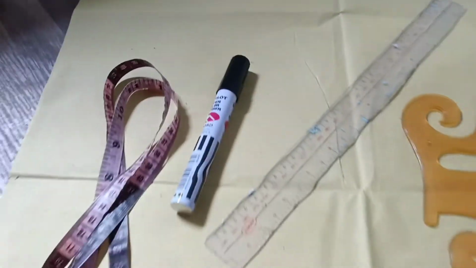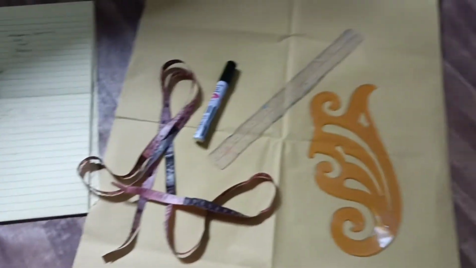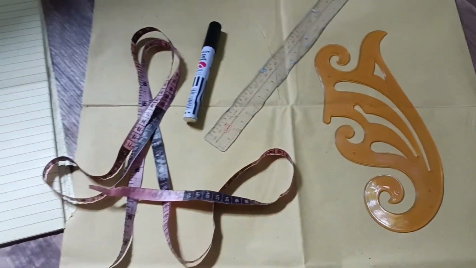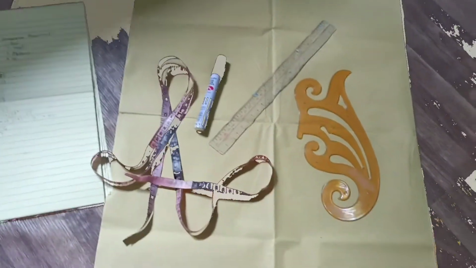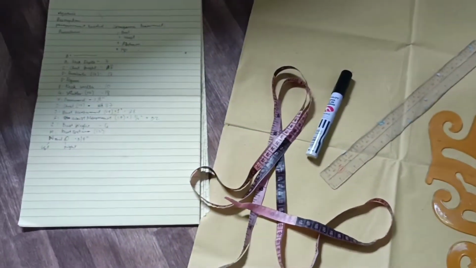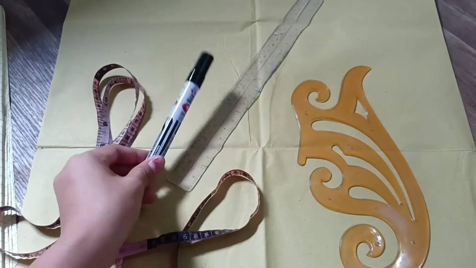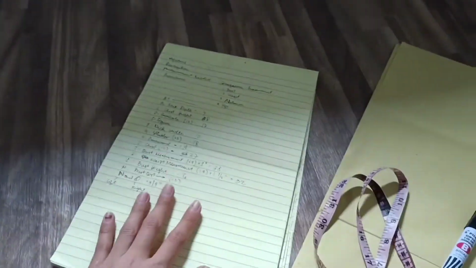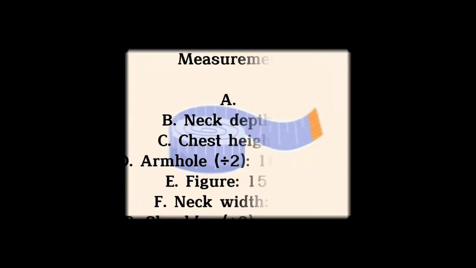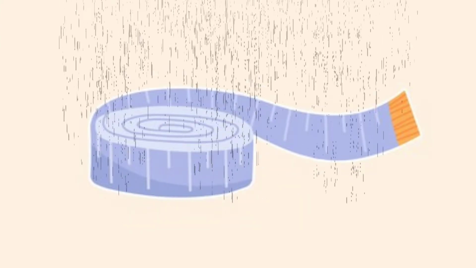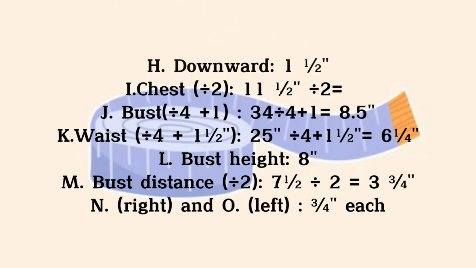So, what are we waiting for? Let's start! Here are the materials that I am going to use. I have here French curve, ruler, pentel pen or marker, and measuring tape, and also the measurements from my model. Here are the examples of measurements from my model.